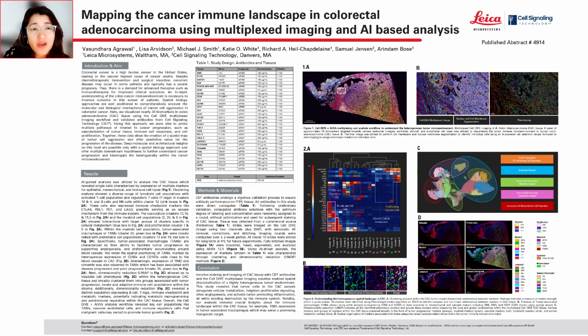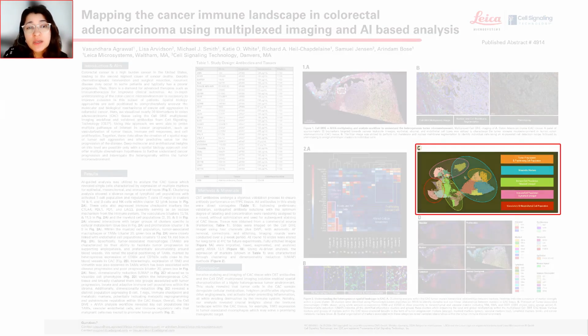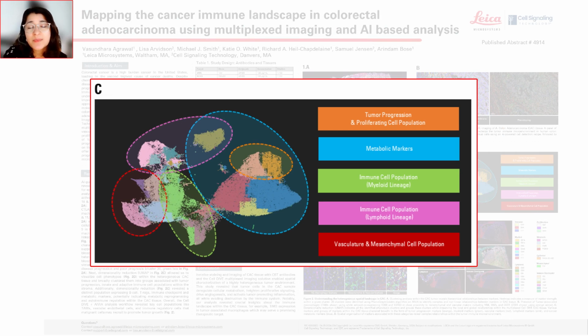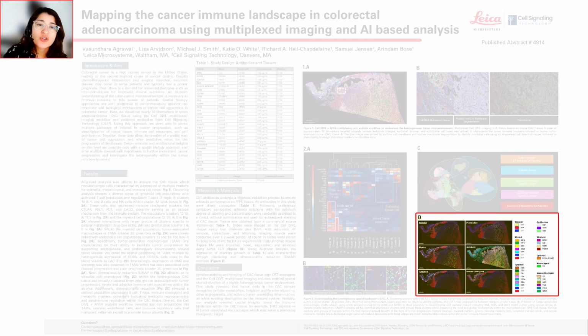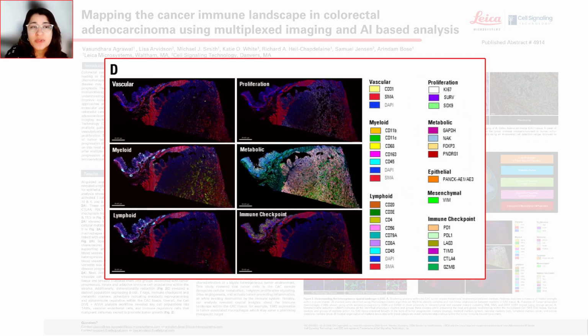Next, dimensionality reduction using UMAP in Figure 2C allowed us to visualize cell phenotypes within the heterogeneous CAC tissue and broadly clustered them into groups associated with tumor progression, innate, and adaptive immune cell populations within the stroma. Next, looking at Figure 2D, we can also appreciate how these distinct cell populations or phenotypes are spatially positioned within the whole colon adenocarcinoma tissue and highlight the complex relationships that exist within the tumor microenvironment.